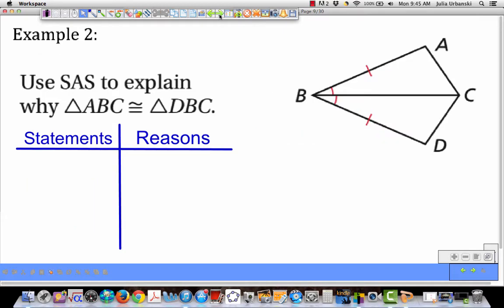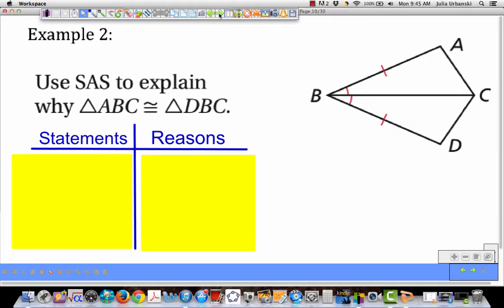Example 2. We're going to try SAS this time, still using the two-column method. The first thing you have to do is decide what do you know. And what I know are these two markings here. And I'm going to color them again so that we can keep track of them.